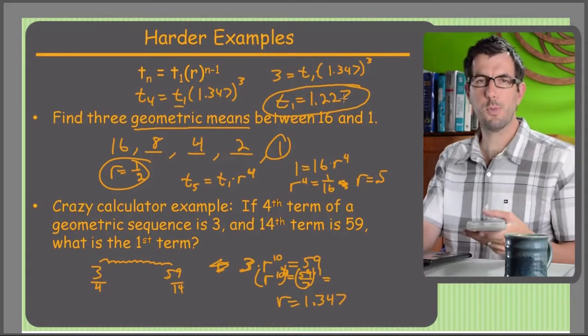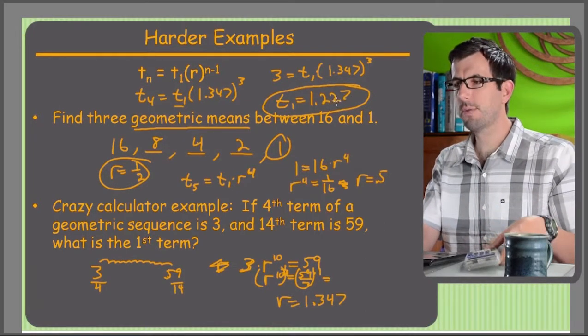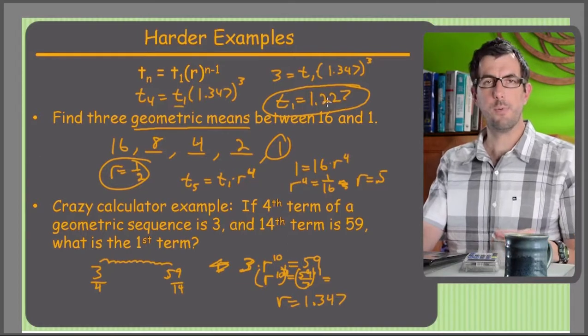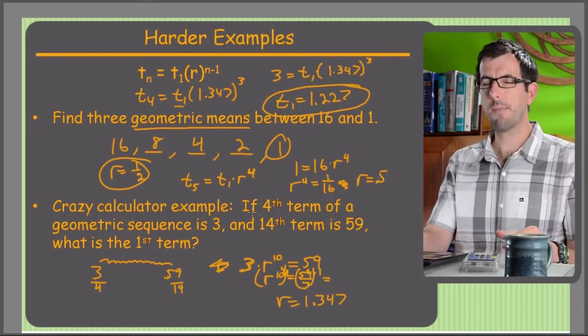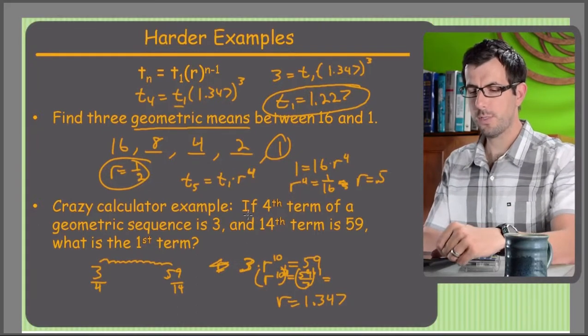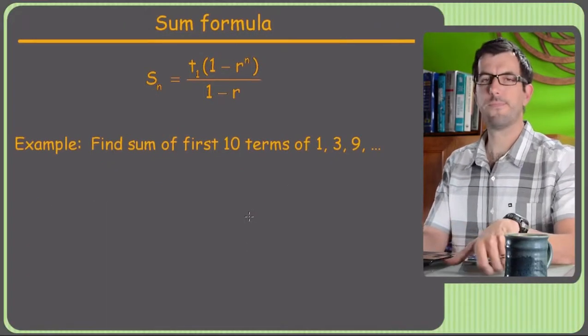Pretty nasty. A lot of times I want you to round to the nearest 100th or 10th or something, but you get the idea. The point is it's nasty, but they can ask us for the first term if they give us some combinations of later terms. So this is one of the ones you just want to practice with quite a bit.